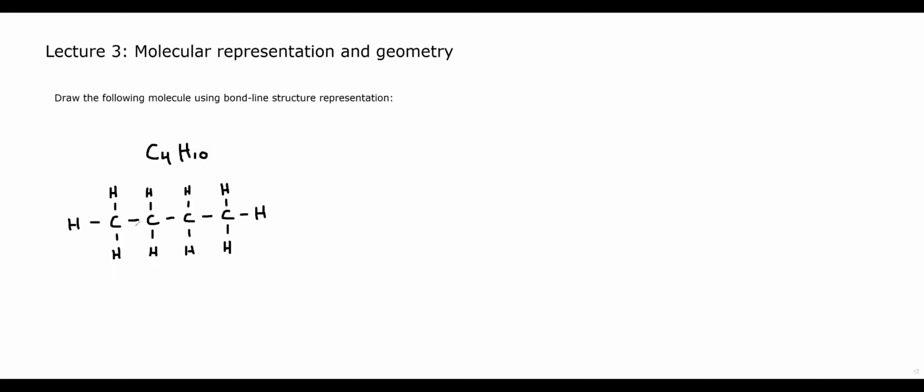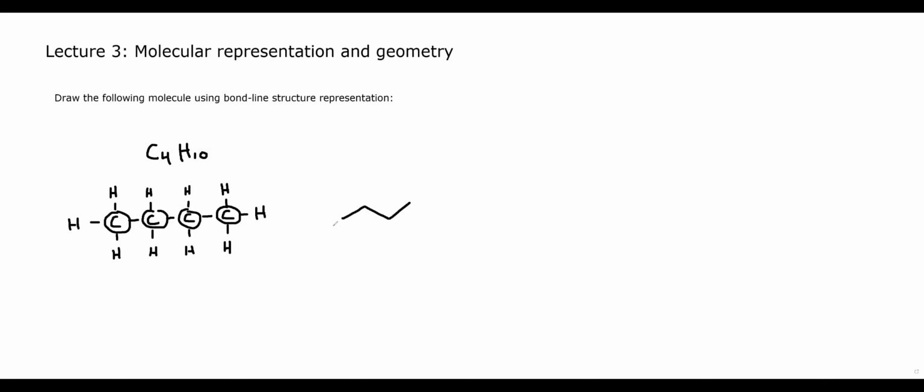Now, if we want to draw this using bond line structure, it will be much more simple and much faster. This took me a good minute to draw, and this is how quickly we can draw it with bond line structure. There we go. There's butane. So let's break that down. So we have 4 carbons, 1, 2, 3, and 4.